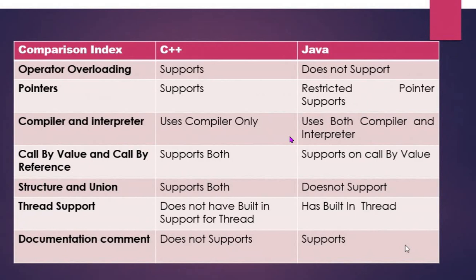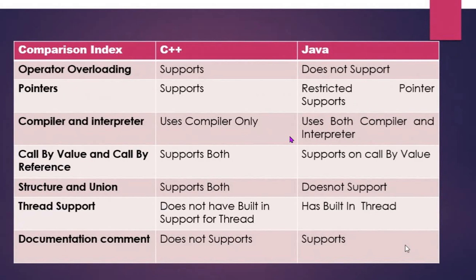Okay, sir. So next one is pointer. C++ supports pointers. In Java, there is restricted pointer support. And compiler and interpreter: C++ uses compiler only. Java uses both compiler and interpreter. Call by value and call by reference: C++ supports both, but Java supports only call by value.